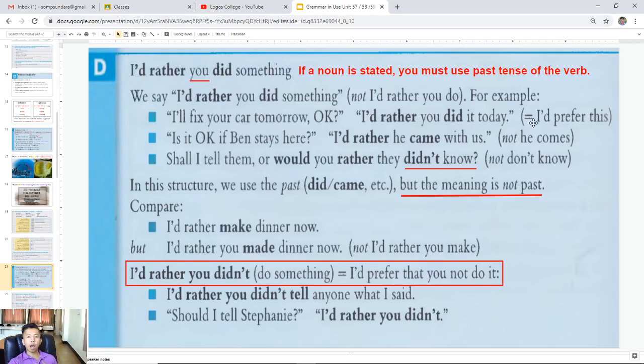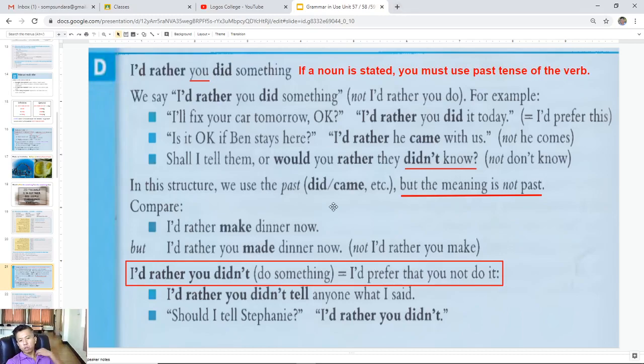So, I prefer this. Is it okay if Ben stays here? I'd rather he came with us. Notice it's the past tense, came, not present tense, comes. Okay. Shall I tell them, or would you rather they didn't know? Not don't know.